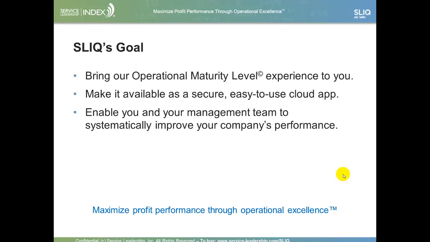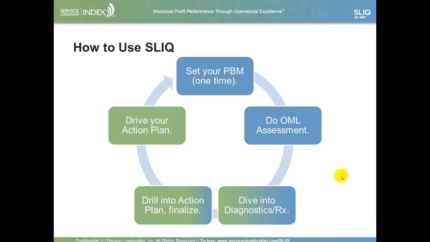So the purpose of SLIQ is to bring our operational maturity level experience and approach to you in a secure, easy-to-use cloud app that you and your management team can use to immediately and systematically improve your company's performance. So SLIQ is a 5-step process. One of those steps, setting your predominant business model, you only do once when you go into SLIQ, and then you assess your operational maturity level. You dive into the diagnostics and prescription that SLIQ gives you, then you drill into the action plan and finalize it, and then you drive your action plan.